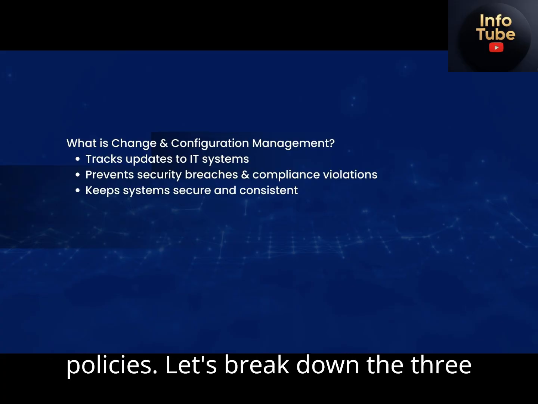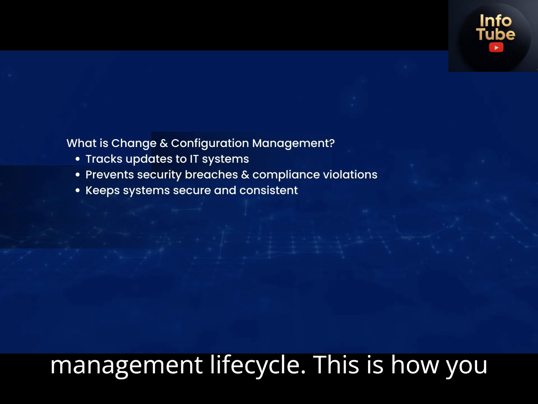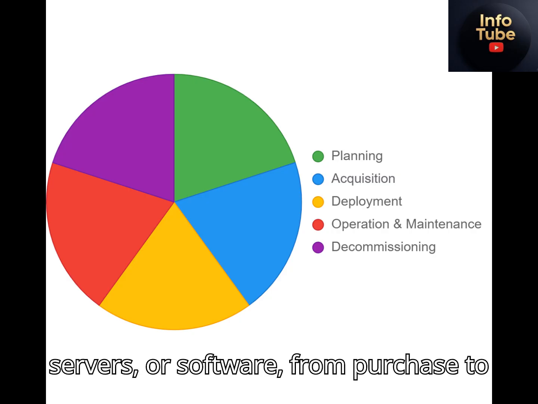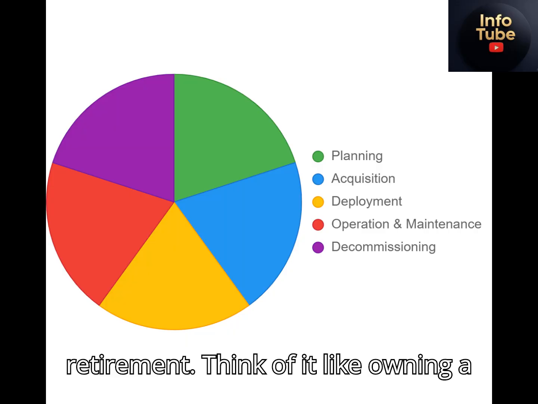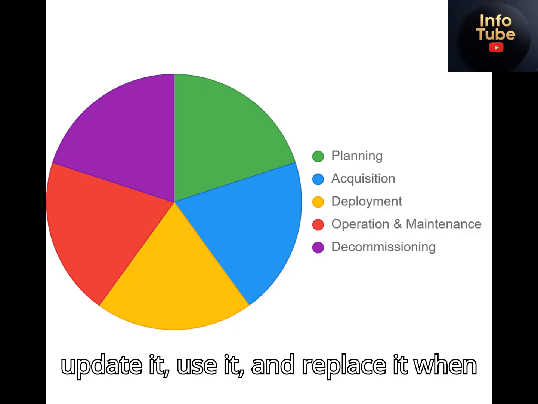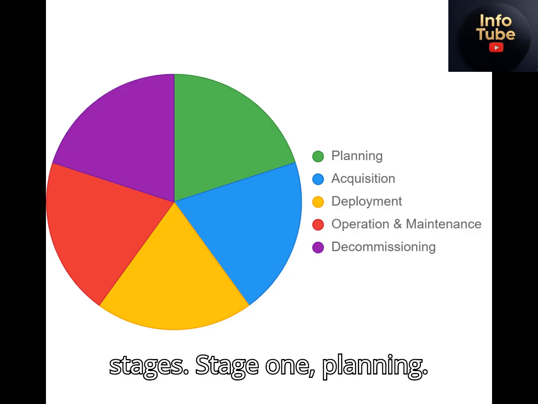Let's break down the three subtopics. We begin with the asset management lifecycle. This is how you manage IT assets, like laptops, servers, or software, from purchase to retirement. Think of it like owning a smartphone. You buy it, set it up, update it, use it, and replace it when it's outdated. The lifecycle has 5 stages.